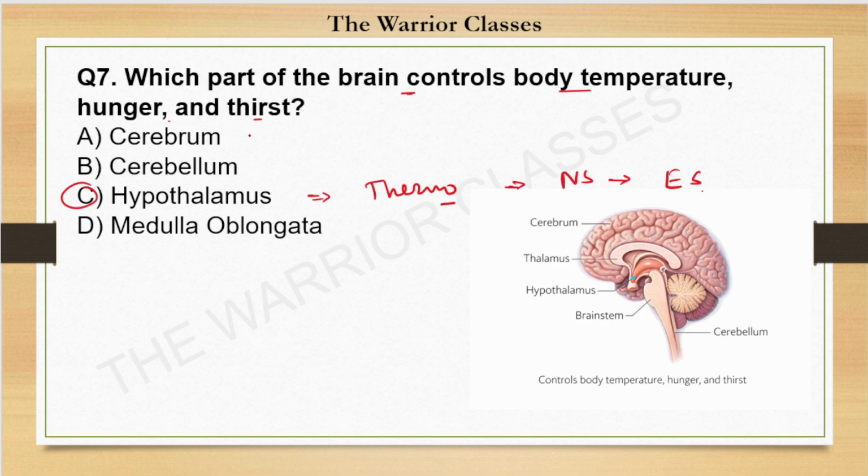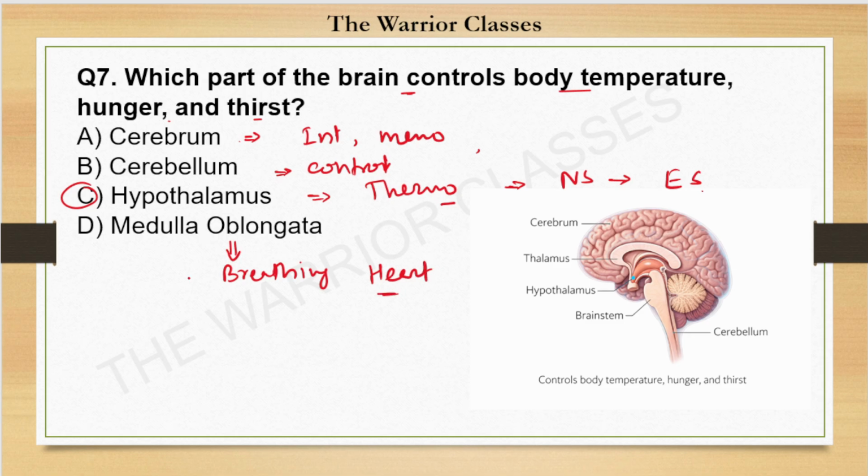Now cerebrum, the front portion of our brain, is responsible for intelligence, memory and voluntary actions. These are done by cerebrum. And cerebellum controls body balance, right? And medulla oblongata controls involuntary actions like breathing and heart rate, right? Now moving to the next question.